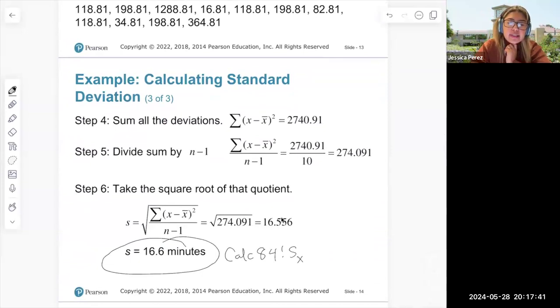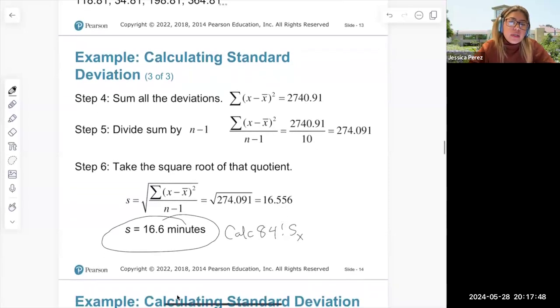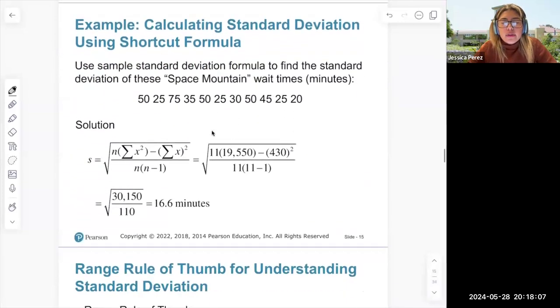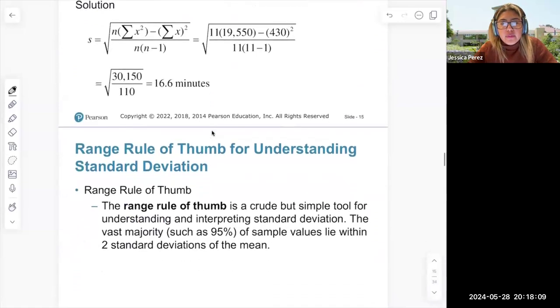So making sure you know how to find the standard deviation using your calculator would save you hundreds of times. Any questions on standard deviation and how to calculate it? Questions on the chat, anyone? So far, so good? So there it is. We found a 16.6.